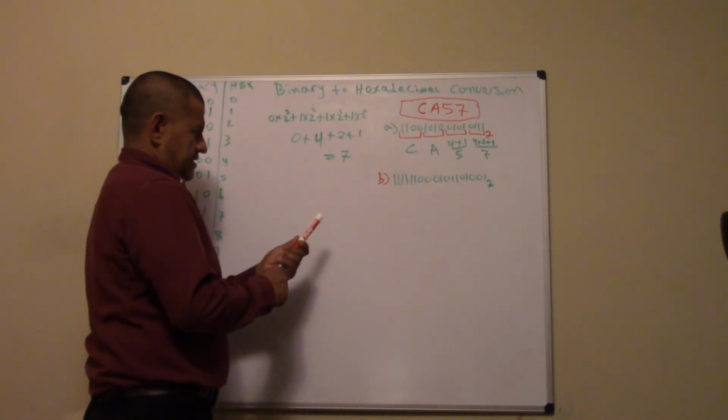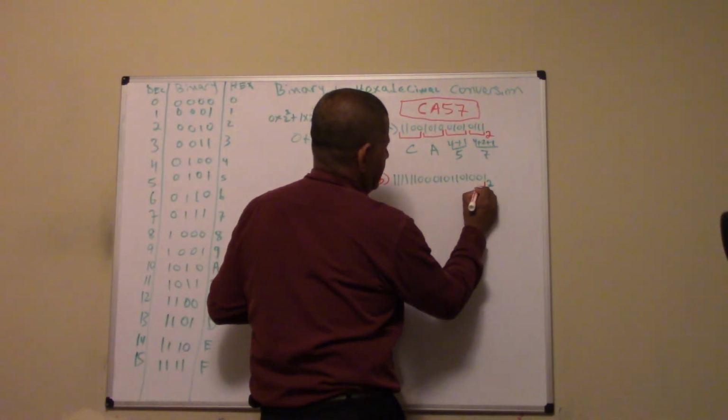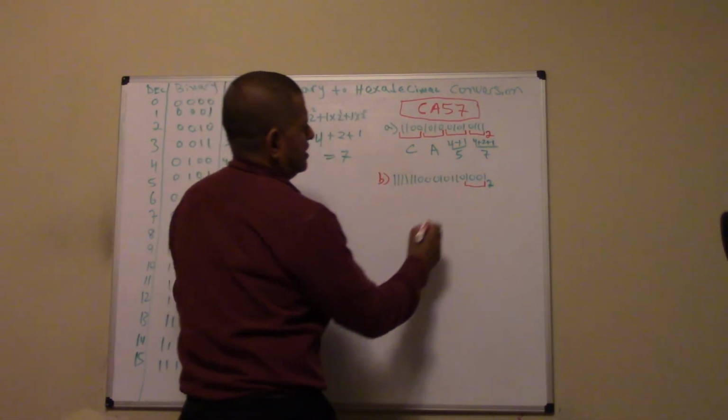So let's do this again. So now let's do this block. All right, that's the first one, 4 bits.